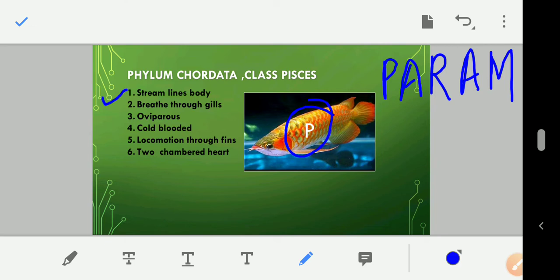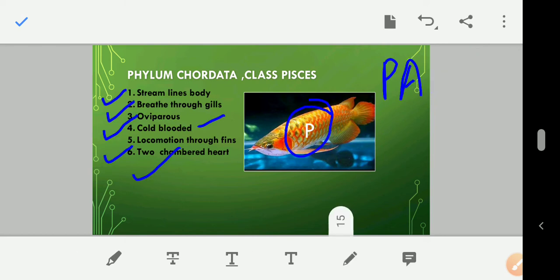Streamlined body, fishes breathe through gills, generally oviparous. Cold-blooded, oviparous means they lay eggs. Cold-blooded means body temperature can fluctuate with the surroundings. Locomotion through fins, and a two-chambered heart is there.